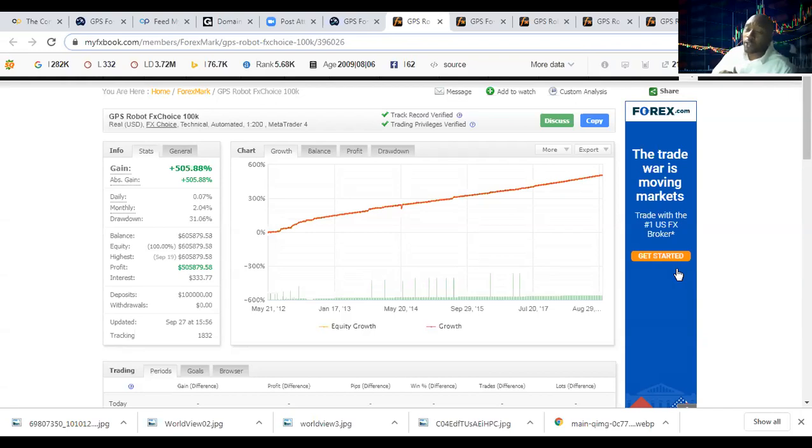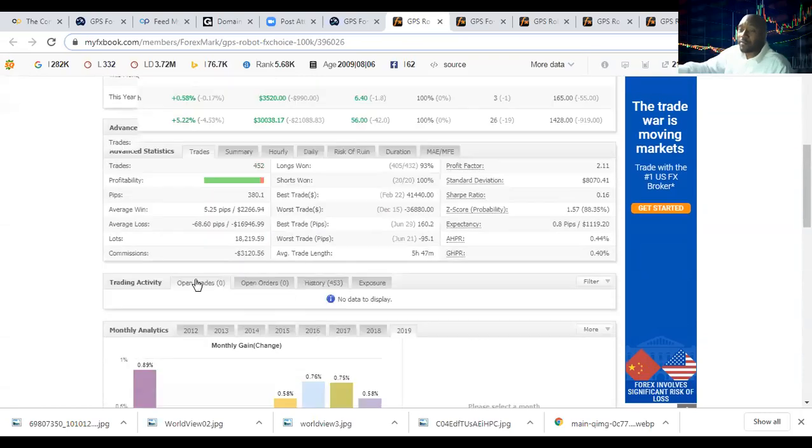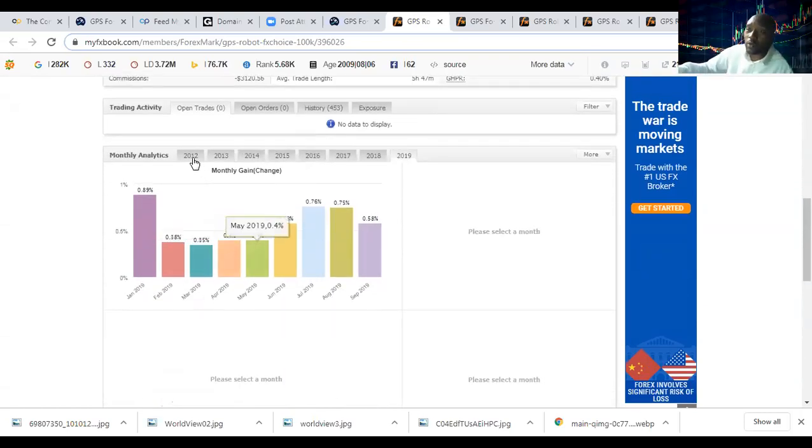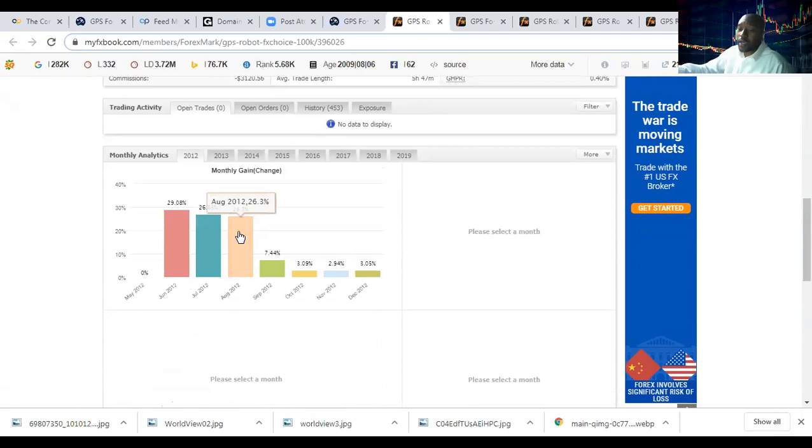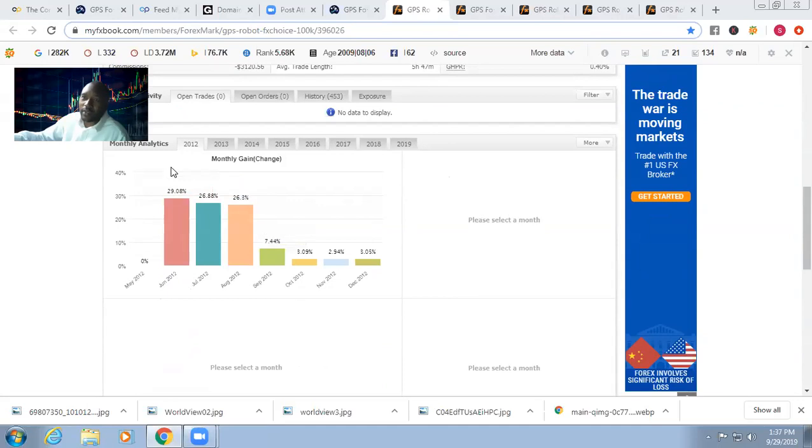So what you see right in front of you is that this robot has massive proof. The first thing I'm going to do is go down to the very bottom of this page and show you exactly what we're looking at here. This is the analysis from 8 years, from 2012 to 2019.